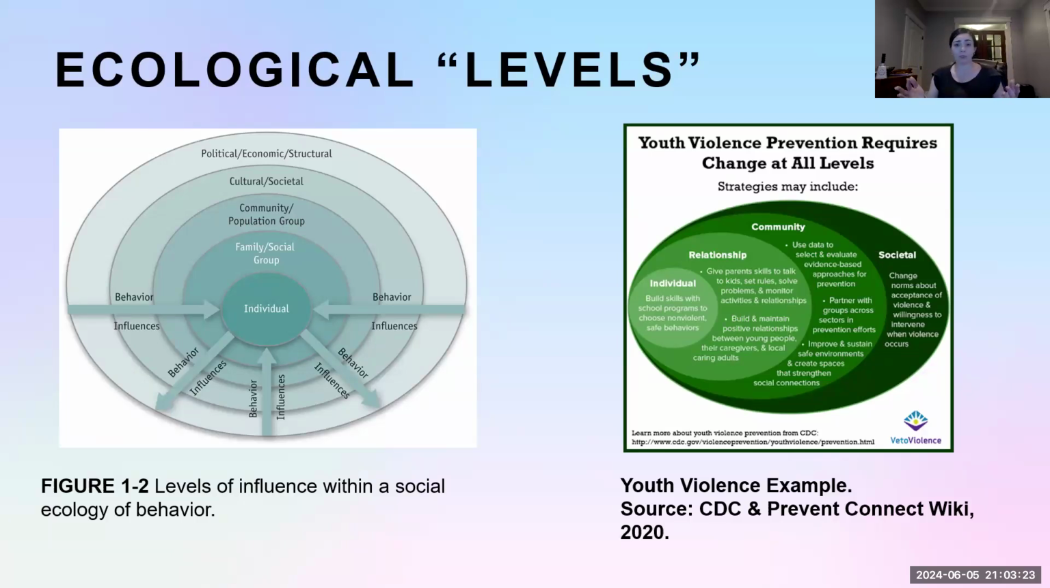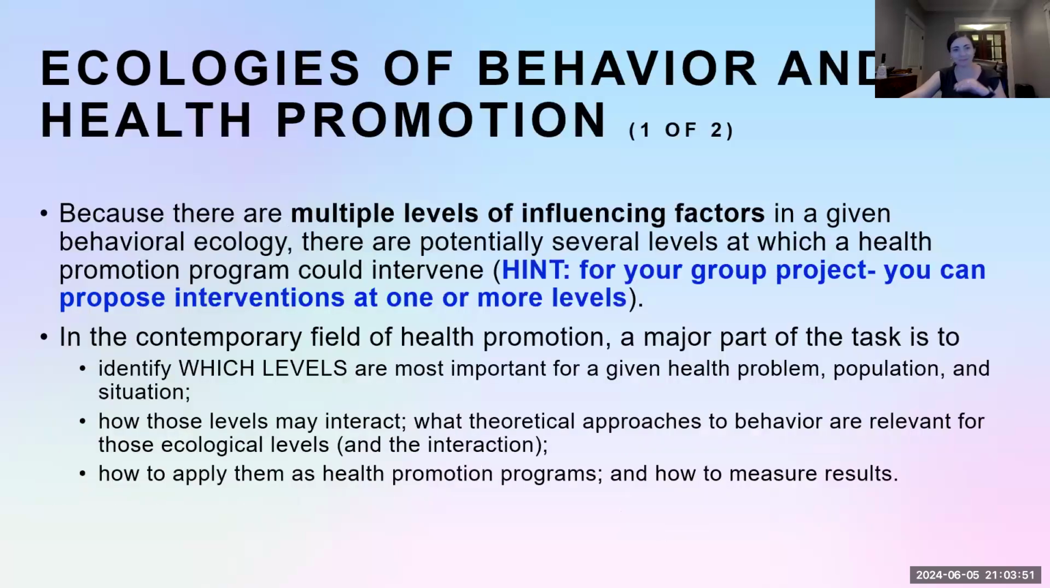For example, you may be impacted by the political landscape, right? You may be impacted by a new federal law that's passed, or by your culture, by your family norms, by your community, all these different levels of influences. And this is a really great example from the CDC that looks at youth violence and youth violence interventions across these different levels. And we'll look at lots of examples again when we go into these individual theories later. I just want you to see this is where we're headed.